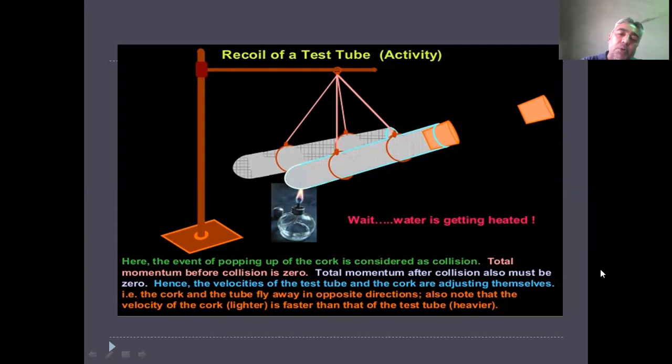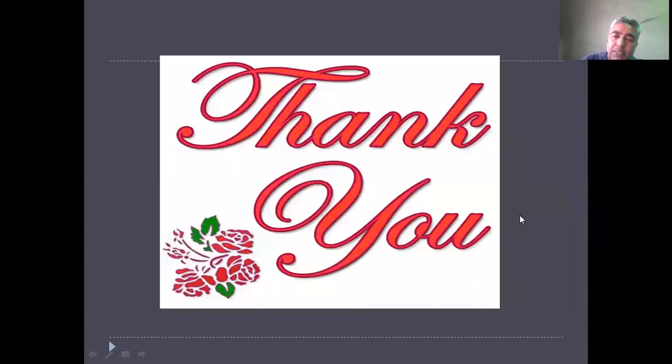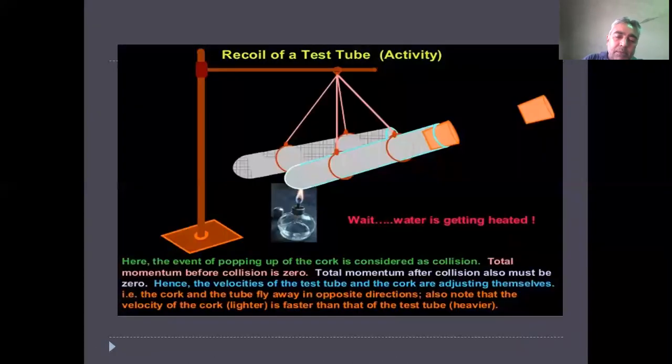So here the velocities of the test tube and the cork adjust themselves, that is, the cork and tube fly away in the opposite direction. Also note that the velocity of the cork, which is lighter, is faster than that of the test tube, which is heavier. This is all about Newton's third law of motion and also the law of conservation of momentum.